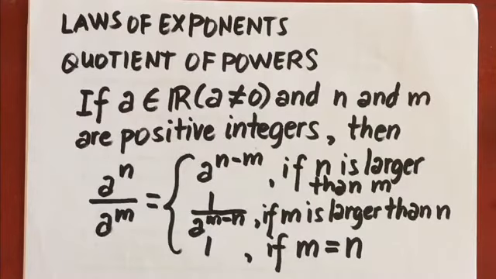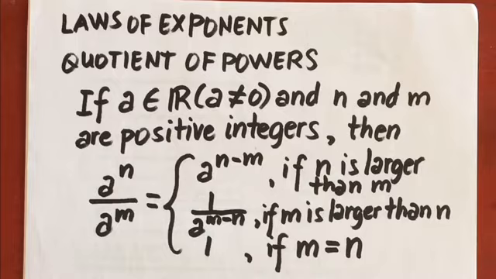The quotient of powers states that if a is an element in the real numbers and a is not equal to 0, and n and m are positive integers, then a to the power of n divided by a to the power of m has 3 cases.